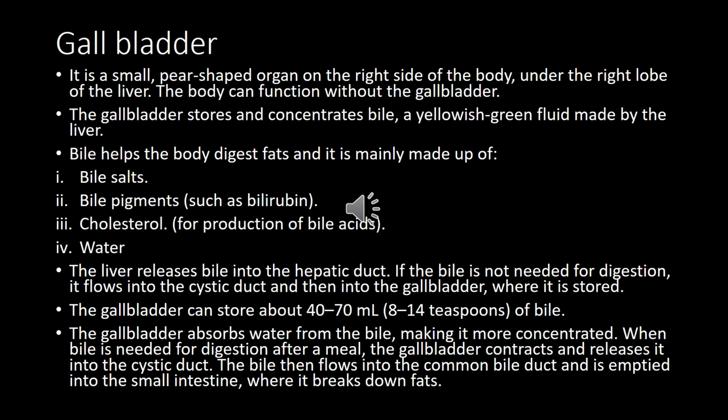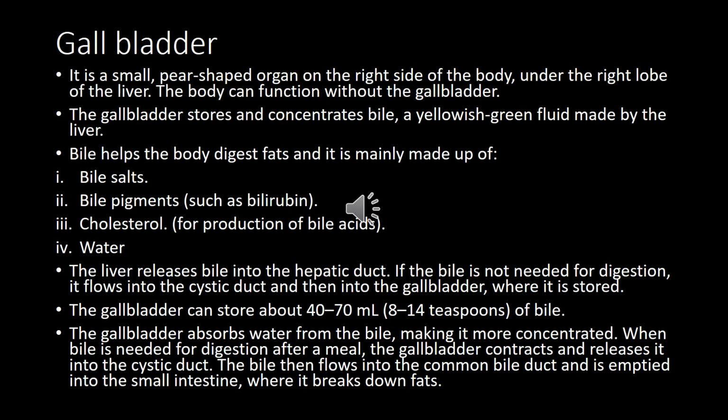The liver releases the bile into the hepatic duct, which is a duct coming from the liver. If the bile is not needed for digestion, it flows into the cystic duct and then into the gallbladder, where it is stored. As we learned in the previous slide, if it's not actively taking part in the digestive activity, it's kept stored there. The gallbladder can store about 40 to 70 ml, or 8 to 14 teaspoons of bile, until it is needed for the digestive activity.